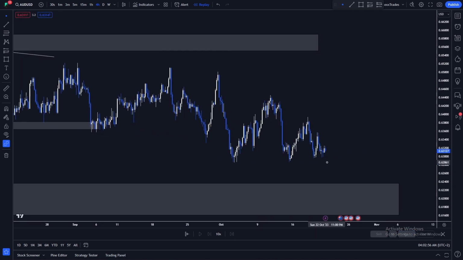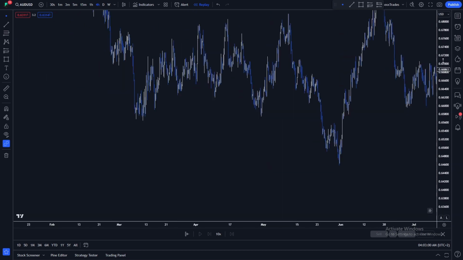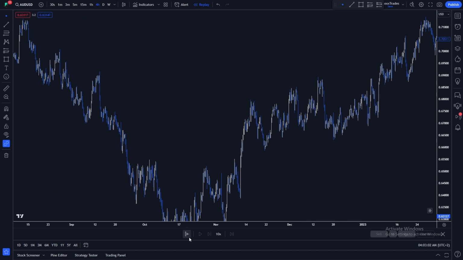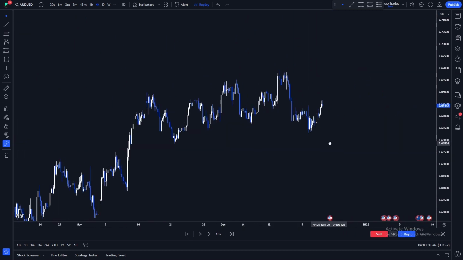Well, apparently we're at live market. Okay, so I guess we're at live market, but let's go a little bit more in time, okay? I didn't realize we were actually at live market. Or were we?